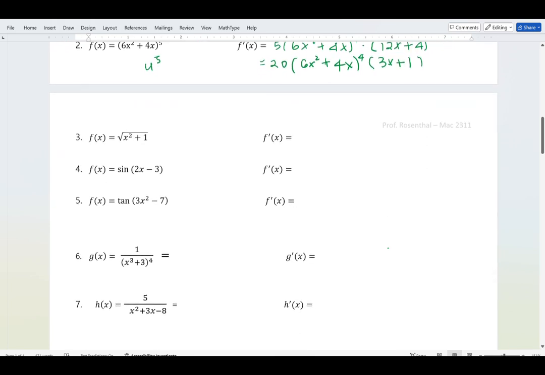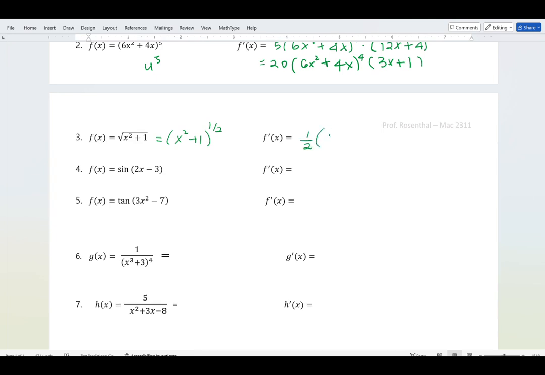Now what about something like number 3? So it's going to be very similar, but instead of a whole number power, we have a fractional power of 1/2. It would help to write it first of all as x squared plus 1 to the power of 1/2. And from there, we're going to apply the same property. So again, it might be a great idea for you to try this first and check your answer with us.